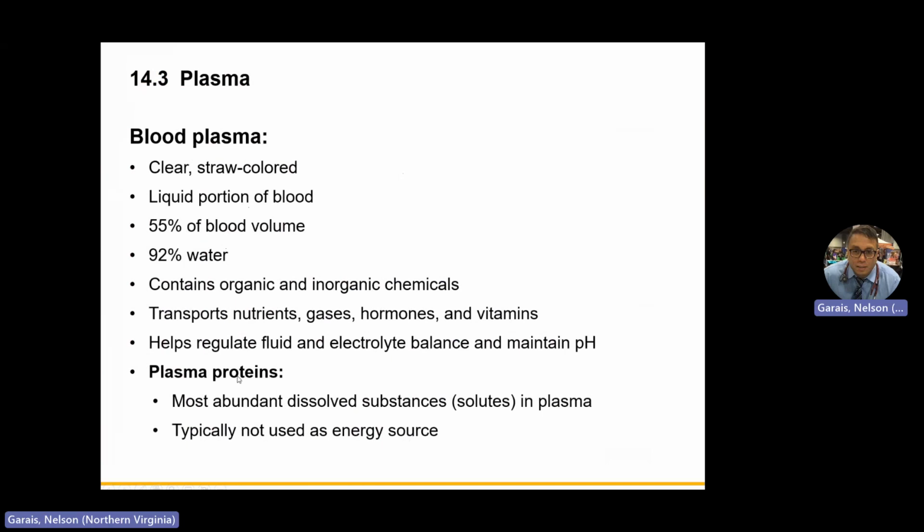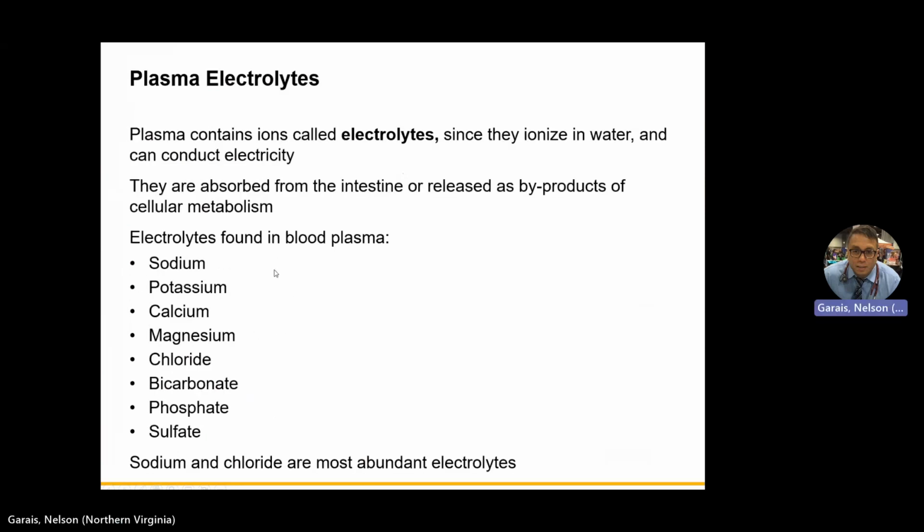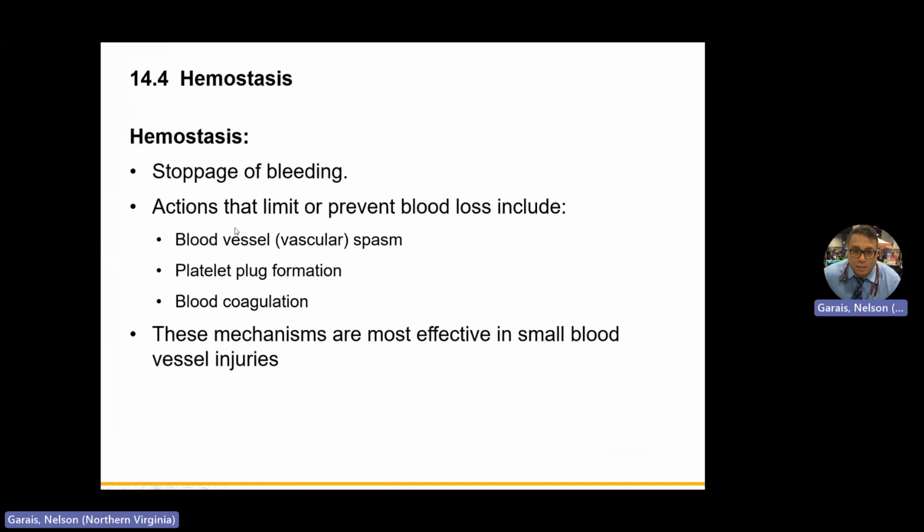Blood plasma, we already talked about. We already talked about plasma proteins, and there are proteins that are not an energy source. The most important blood gases in your plasma are oxygen and carbon dioxide. Nitrogen is not so important because you have a vast abundance of it in your atmosphere. There are some other nutrients. Know and remember electrolytes. Some of them turn things on, some of them turn things off, but there must be a balance.